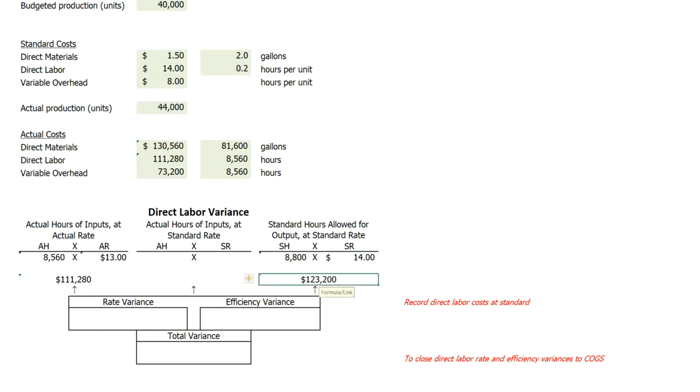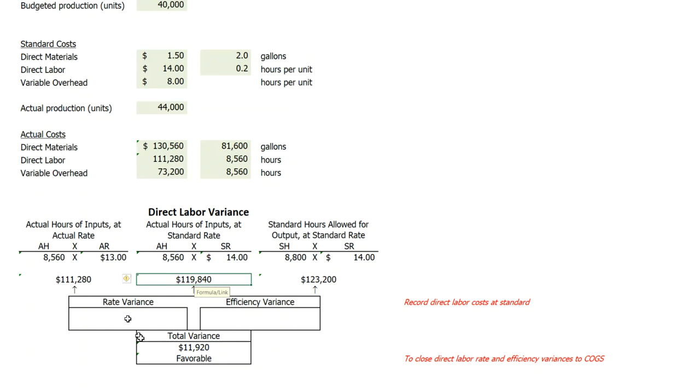So we would have expected to spend $123,200 to make these 44,000 units. We actually spent $111,280, so we have a variance of $11,920. And of course, that's a favorable variance since our actual expenditures are less than we would have expected to produce 44,000 units. Finishing off our chart, our actual labor hours were 8,560 at a standard rate of $14 per hour, would have given us $119,840 for our center column.